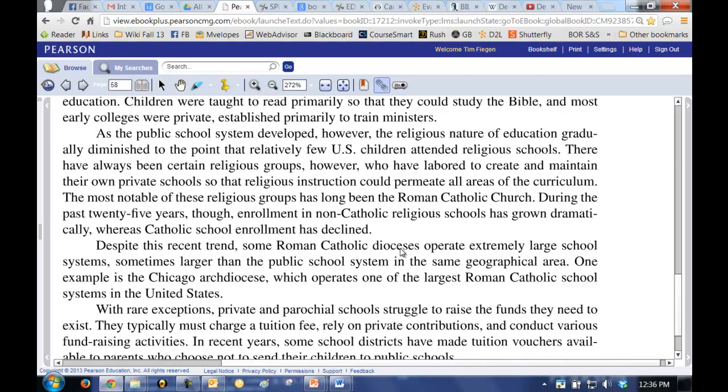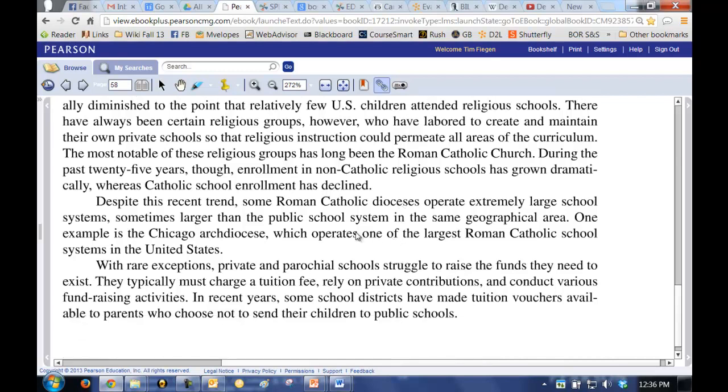And some of you from small communities, ask your parents, will tell you, oh yeah, there used to be a Catholic school. And they're all gone away. Despite the recent trend, the Roman Catholic Diocese operate extremely large school systems, sometimes larger than the public school system in some areas. One example is Chicago Archdiocese, which operates the largest Roman Catholic school in the United States. And so maybe that's one thing you bring in your notes here.